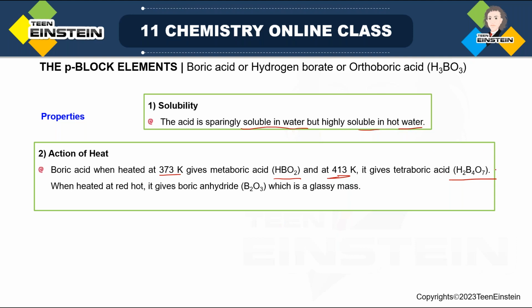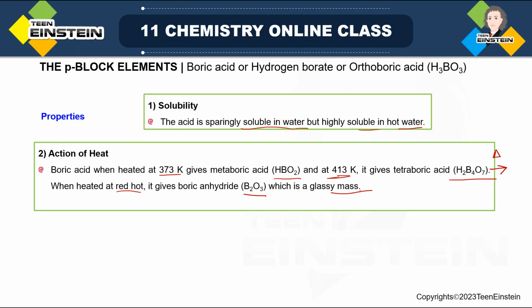Now, if you are doing further heating, that is, if again you are heating this tetraboric acid at red hot, very high temperature, greater than 450 degrees centigrade, that means in Kelvin it is just more than 600, it gives boric anhydride, that is B2O3.